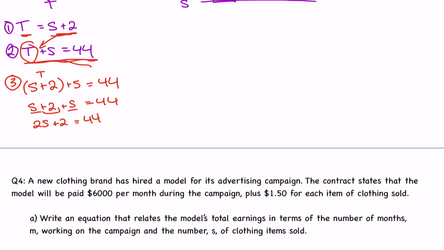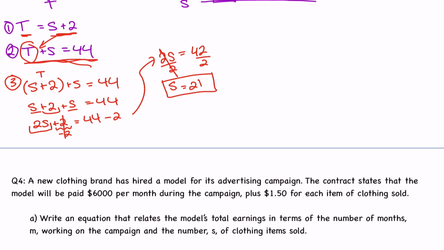Now the variable we want to isolate is the S, and it's a part of this term. So we want to get rid of this positive 2, so we need to subtract 2. Now these will cancel, and in the next line we get 2S is equal to 44 minus 2, so 42. Now to get S alone, we need to divide by 2 on both sides. These would cancel, and we get S is equal to 21.